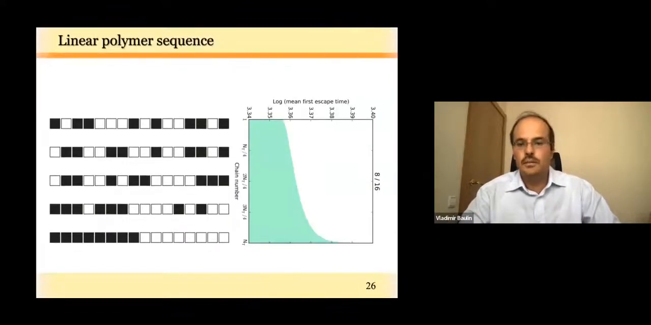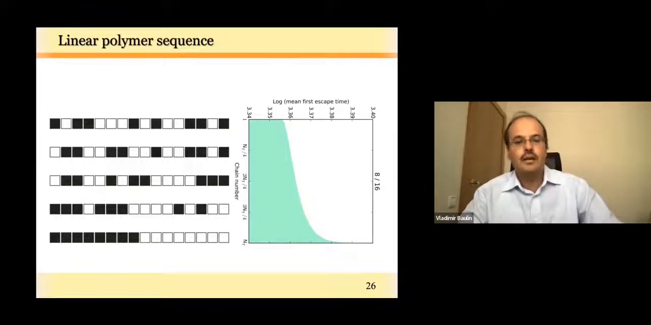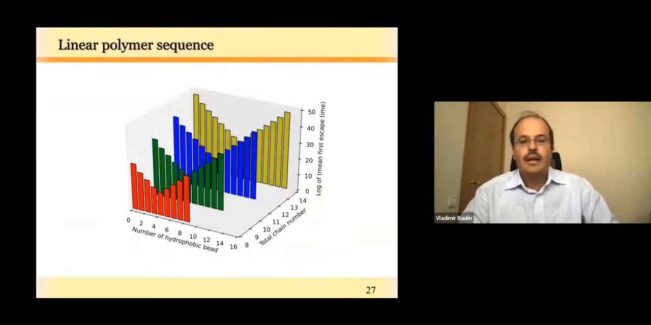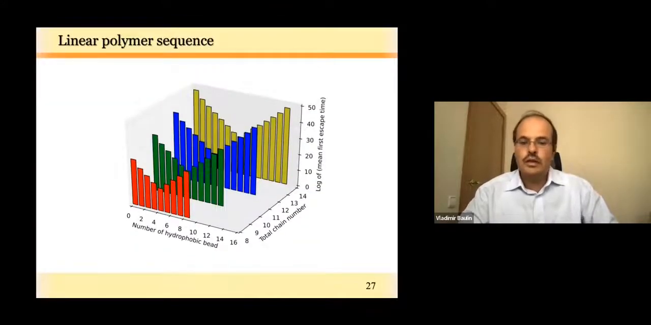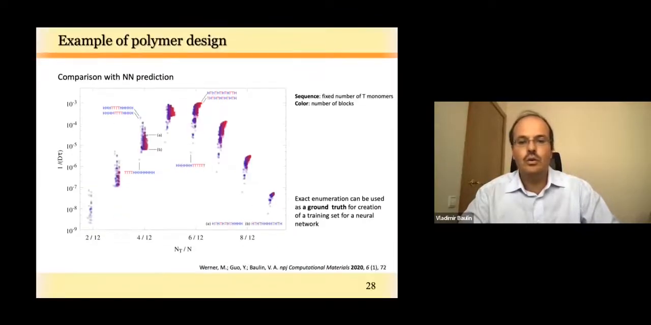And how it goes, we have a log of this mean time, and this is how we have the fastest and slowest. So small blocks means faster, and big blocks slower. Then, depending on the total chain number and the logarithm of this time, and then we have the hydrophobicity, and we can evaluate how it will go.